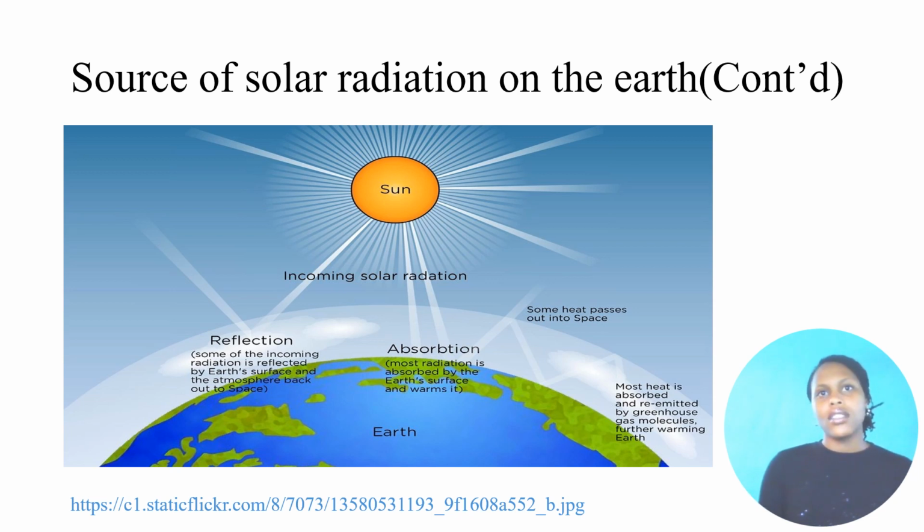The second is absorption. Most radiation is absorbed by the Earth's surface and warms it. Some heat passes out into space. Most heat is absorbed and re-emitted by greenhouse gas molecules, further warming Earth.